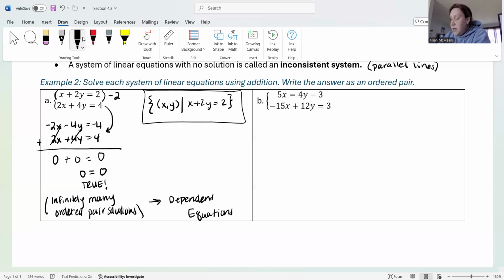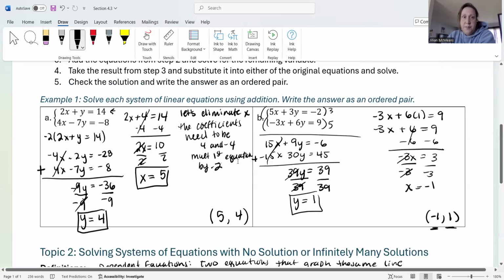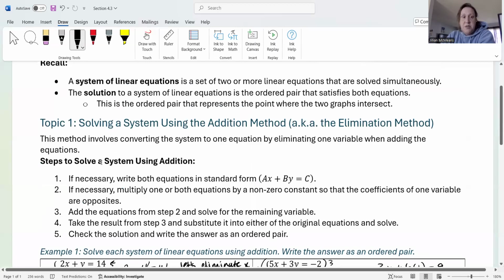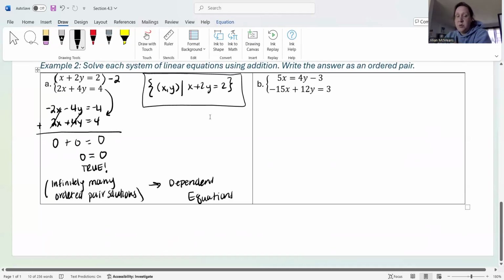Okay, let's go ahead and jump over to part B. Now, one thing you have to remember, and we have to go way back up here on the worksheet. If we look at the steps to solve a system using addition, the very first step we had is, if necessary, write both equations in standard form. If we have them both in standard form, when we go to add the two equations, it makes addition really nice. So when we go back down here, let's go ahead and write these two equations in standard form first.